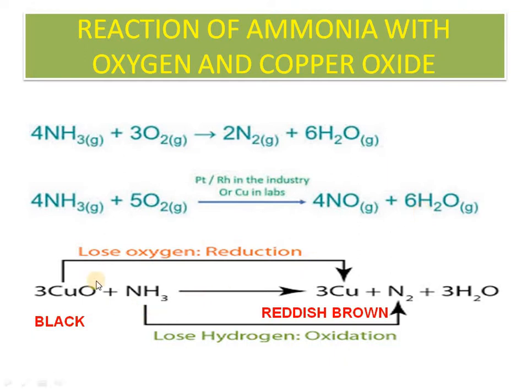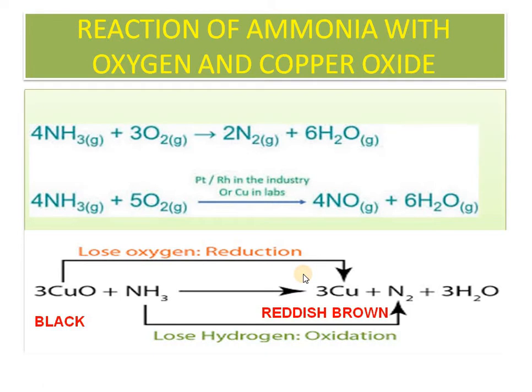Similarly, the reaction of copper oxide with ammonia. See here, copper oxide is changed to copper, which means reduction, loss of oxygen takes place. And ammonia is losing hydrogen, which means oxidation. So ammonia is acting as a reducing agent and copper oxide is the oxidizing agent. Which property is explained here? Ammonia's reducing agent property is used in this reaction. Copper oxide is black in color and copper is a reddish brown metal.